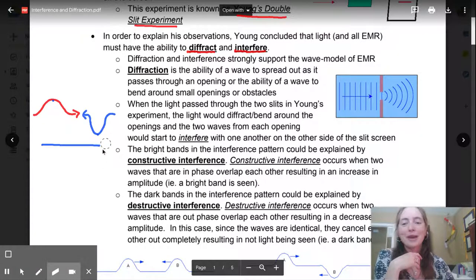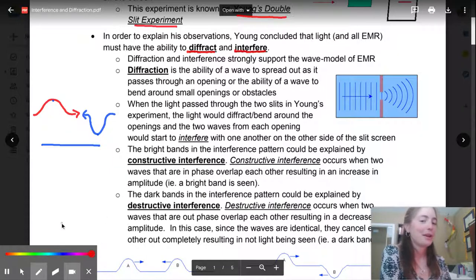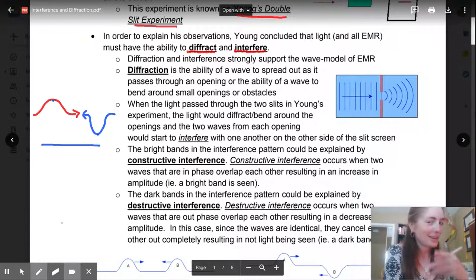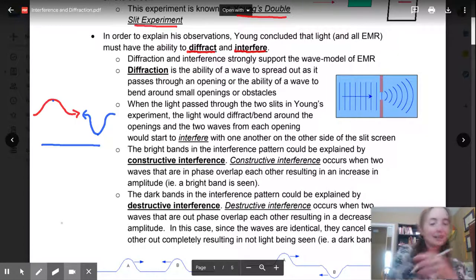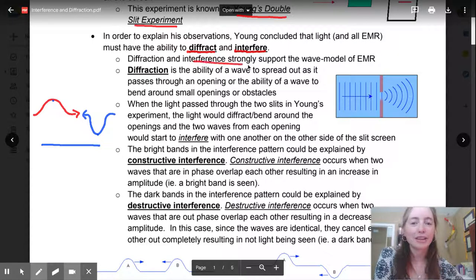Okay, so that is interference. That's what we talked about with sound waves last year. Now, if light can interfere like this, then, well, guess what? This hugely supports the light as a wave theory. Okay, so there you go. Hey, we even have it in the notes. It's strong support of EMR.